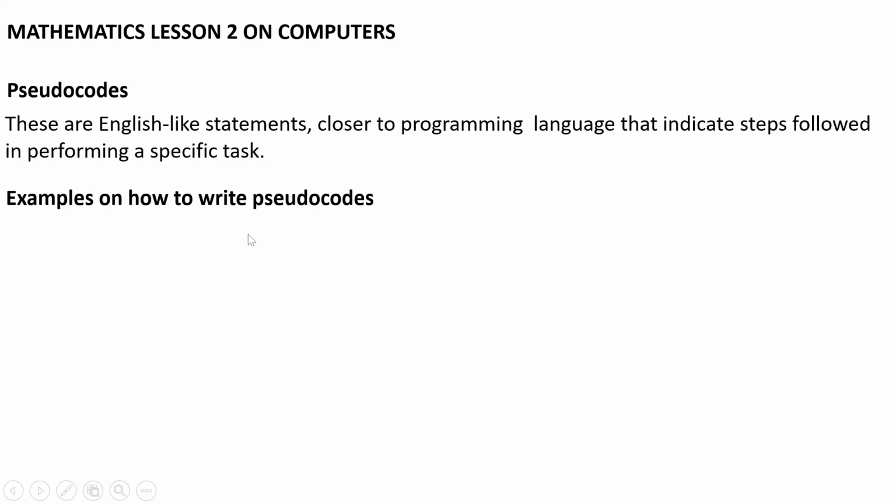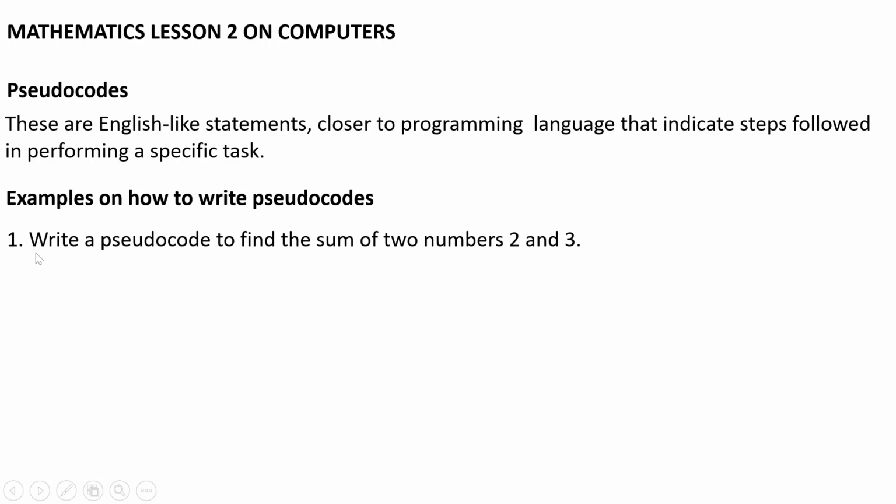It's very important that I give you some examples on how to write pseudocodes. So we have a question here, which says, write a pseudocode to find the sum of two numbers 2 and 3. Meaning that in writing this pseudocode, we should use English-like statements, and these English-like statements should indicate steps followed in performing a specific task.